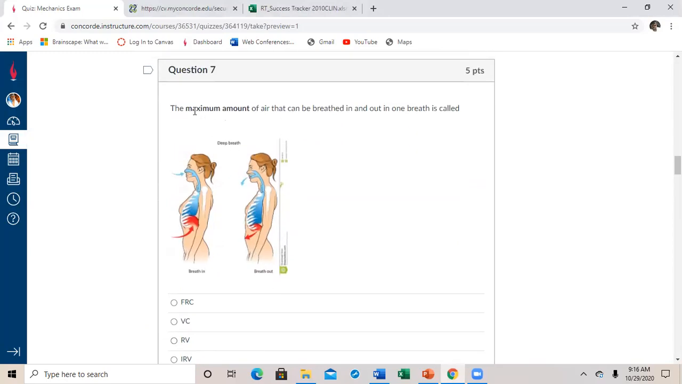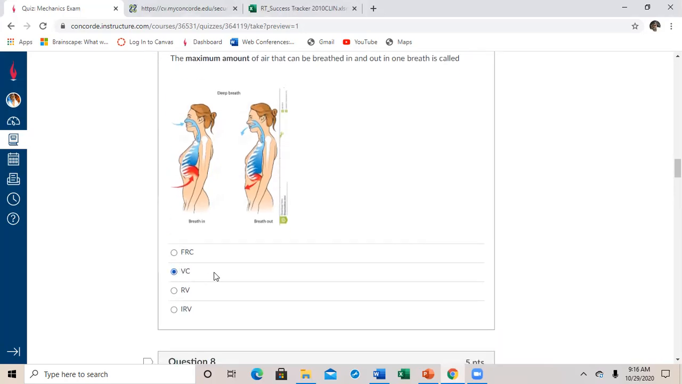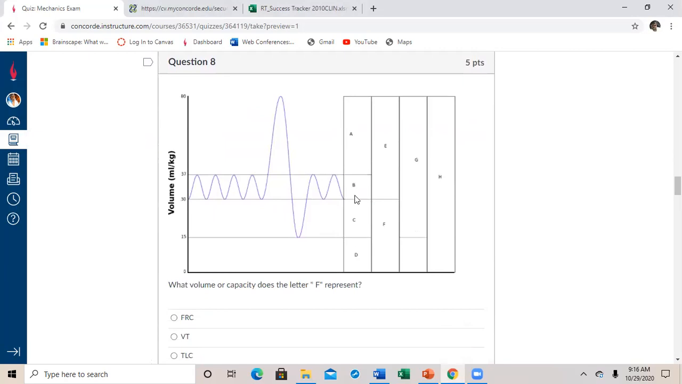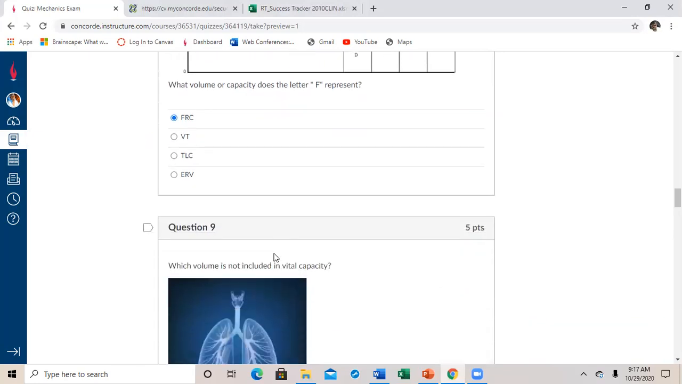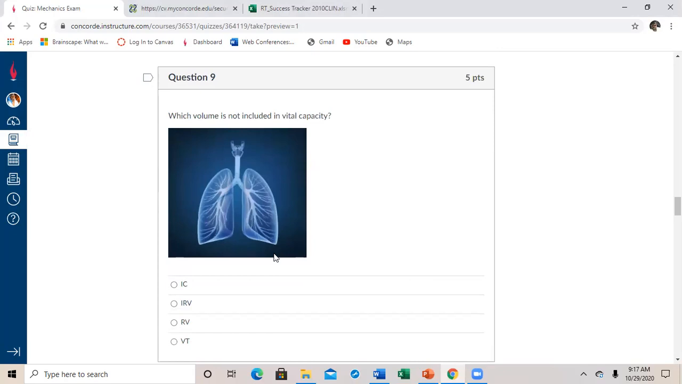Number 7, the maximum amount of air that can be breathed in and out is your vital capacity. I even went and highlighted this part today because it wasn't highlighted. Then this one had some letters, and you had to identify which letter it asks. The F, what does the F represent right here? You have tidal volume, normal in, normal out, then you have your ERV right here and your RV down here. So ERV and RV together is the FRC. That is the FRC.